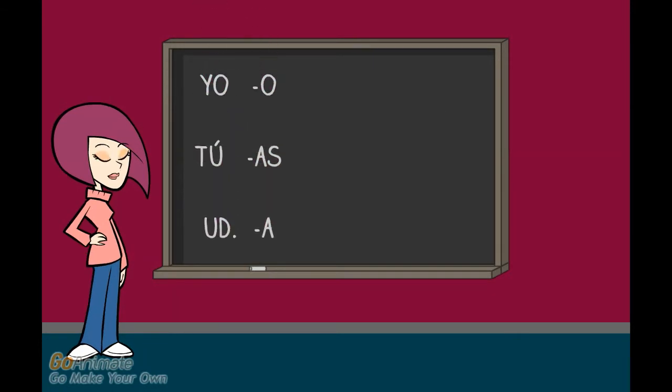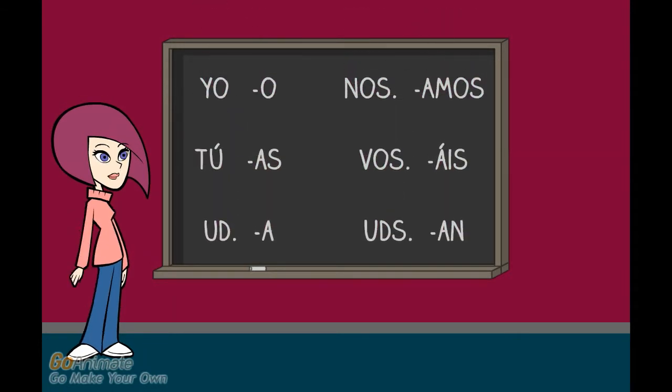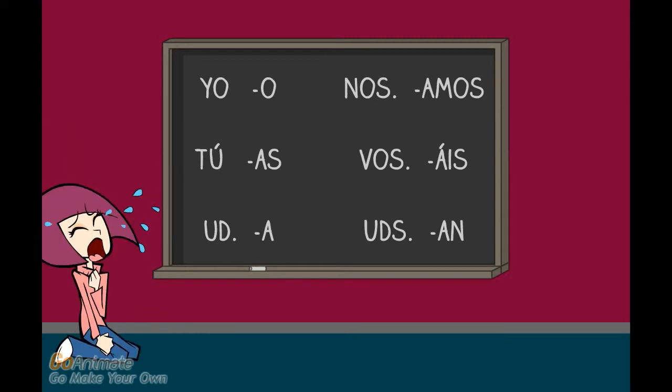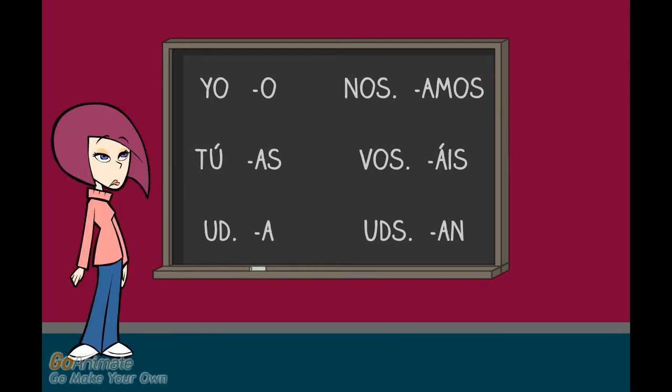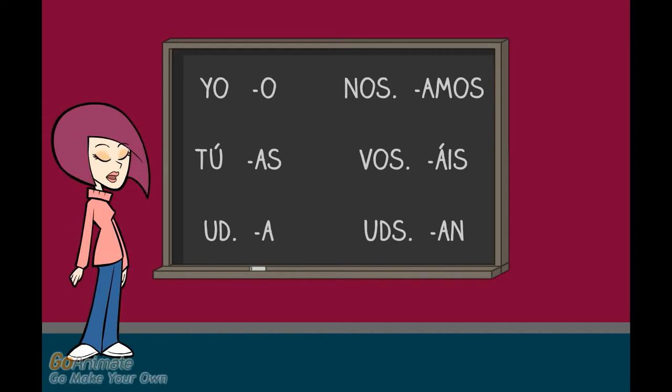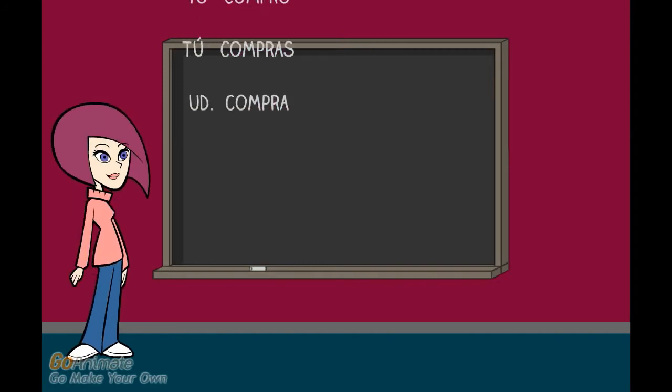For AR verbs the endings are O, AS, A, AMOS, AIS and AN. But everything is fine. It's not as difficult as you think. Now we add these endings to our AR verbs and they will look like this.